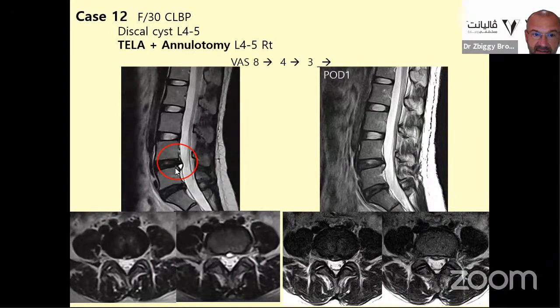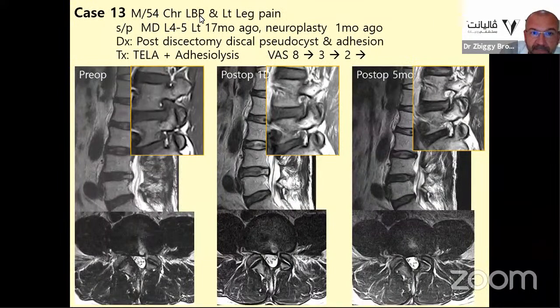Another, it was a discal cyst at the level L4-5. So we did annuloplasty and annulotomy, and the VAS dropped from 8 down to 3. It was 1 month after the surgery. A patient with back pain, chronic left-sided leg pain. It was a pseudocyst before the endoscopy. Unfortunately, there was intracanal scar tissue formation. So we released the scar tissue and did annuloplasty. The patient decreased VAS score from 8 to 2, 5 months after the surgery.